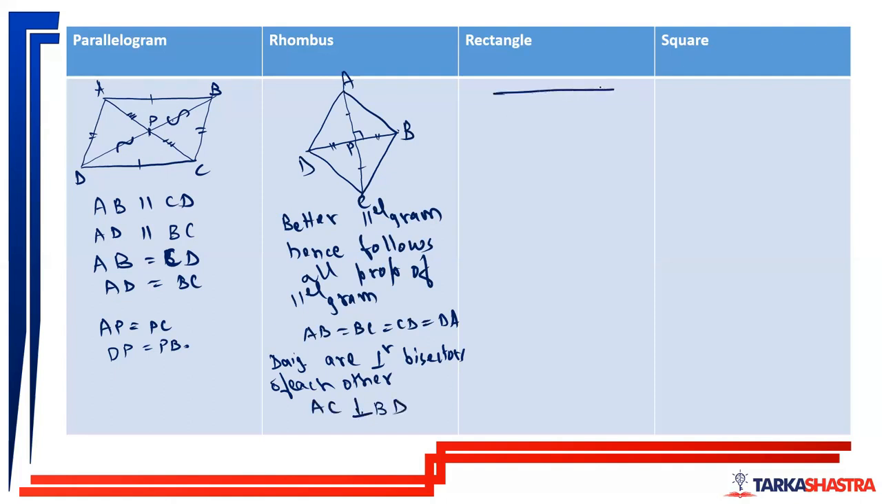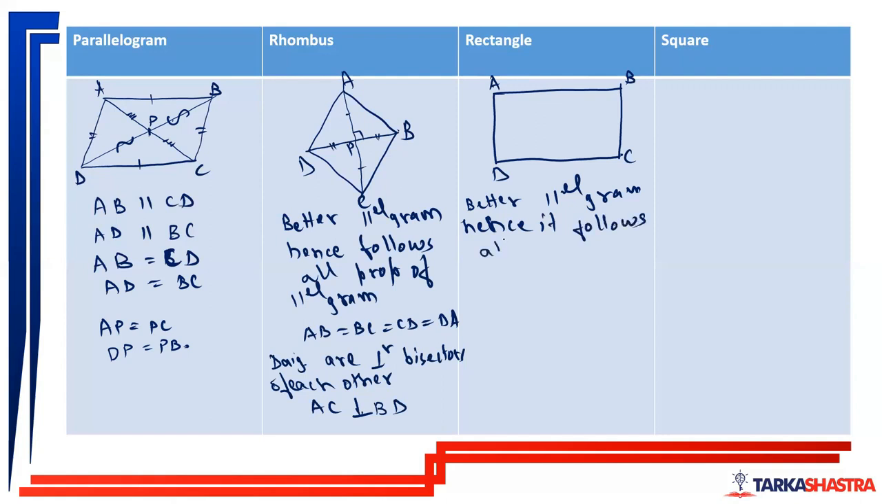Okay, then we come to rectangle. Rectangle ABCD, again it is a better version of parallelogram, hence it follows all properties of parallelogram. Now its extra property is that all angles are 90 degrees. It follows all the parallelogram properties, meaning opposite sides parallel, opposite sides equal, diagonals are bisectors of each other. The extra property is that all angles are 90 degrees.